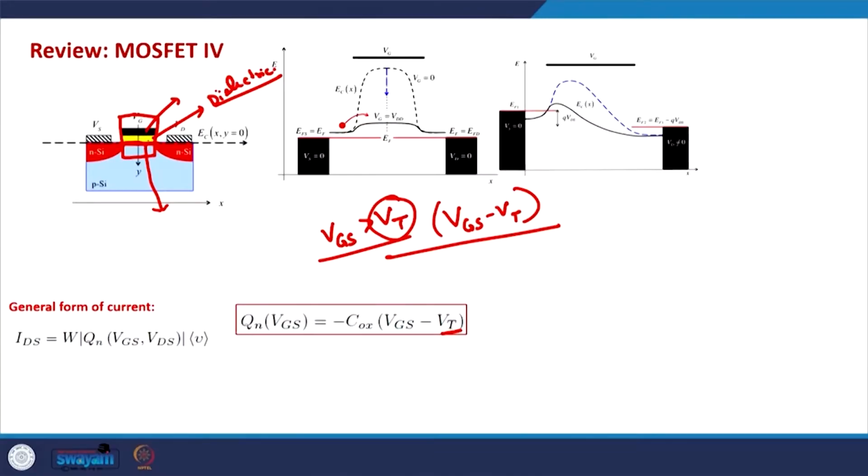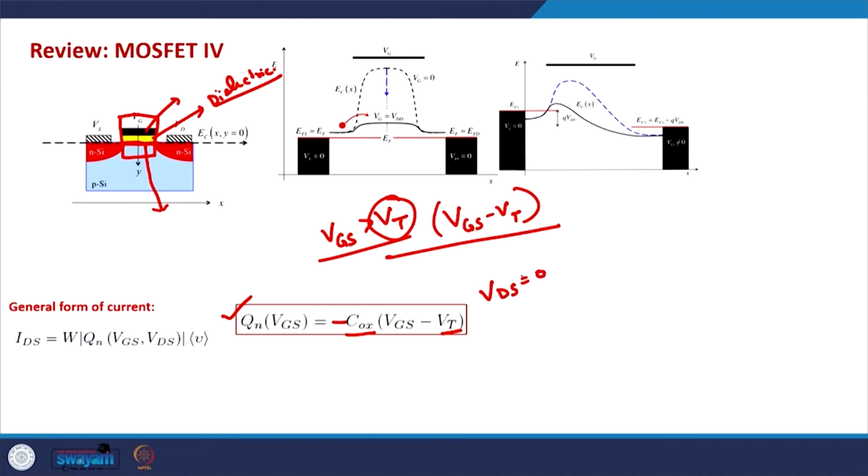So, if the capacitance of this gate oxide channel capacitor is Cox, then we can say that the charge in the channel is minus Cox times (VGS minus VT), because we are considering the charge on the other plate of the capacitor. That is why this negative sign is there. So, this gives us the charge in the channel when the drain voltage is 0.